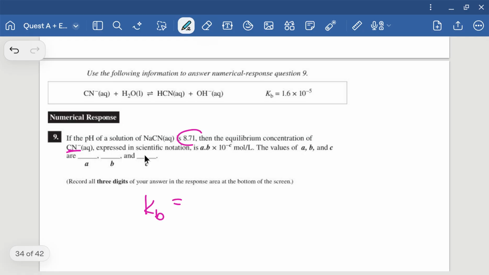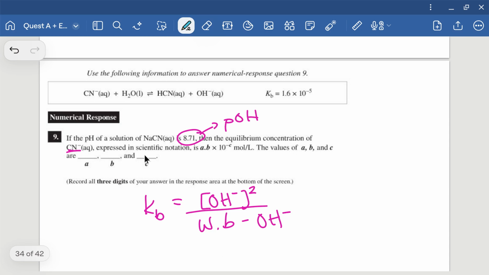So just filling this in, you have your Kb value. If you have the pH, but you're working with a base, you need the pOH. So we'll subtract that from 14. You would then take that value, and then we can replace that in for OH by taking 10 to the negative and then squaring it, divided by the concentration of your weak base minus the OH.